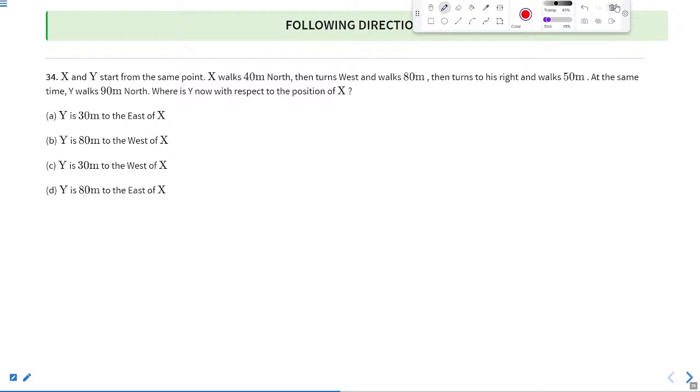34. X and Y start from the same point X. X walks 40 meters north. Then turns west and walks 80 meters. Then turns right and walks 50 meters. Y walks 90 meters north. Where is Y with respect to the position of X?